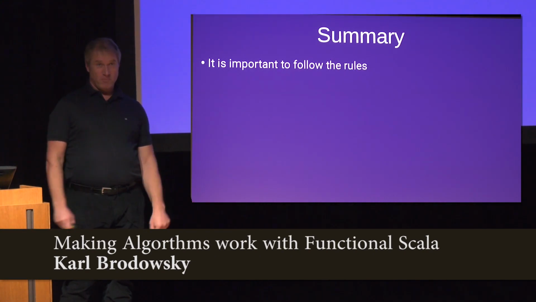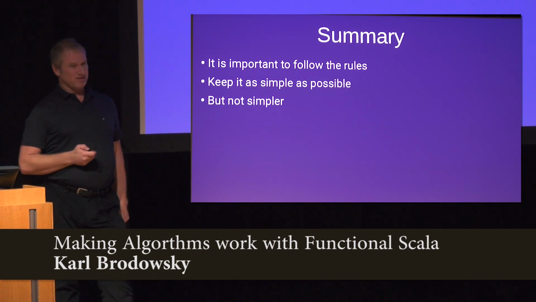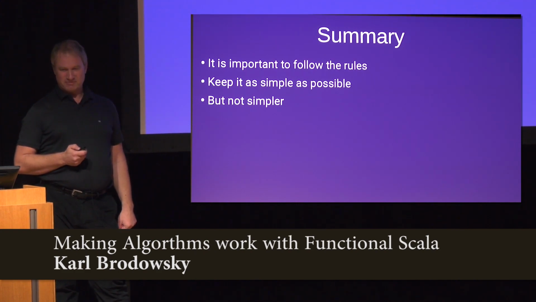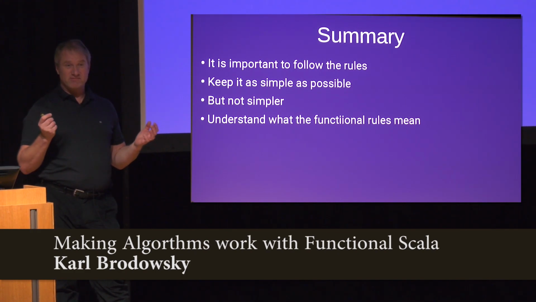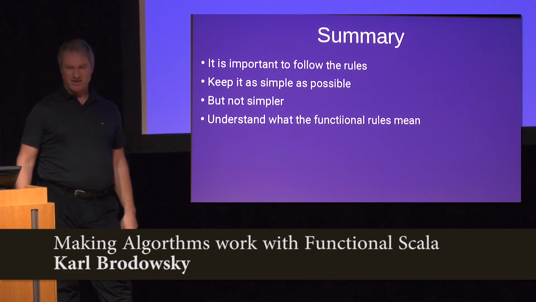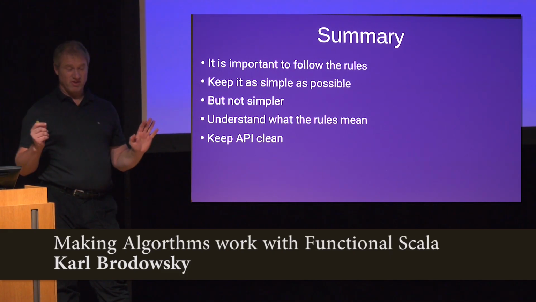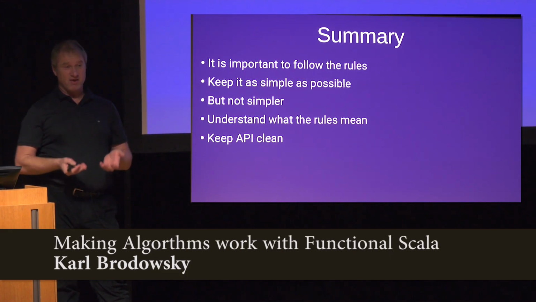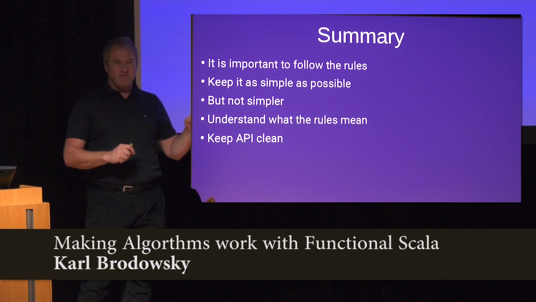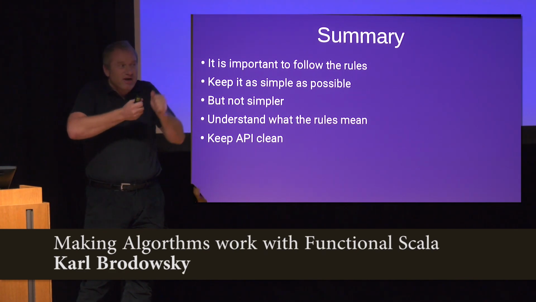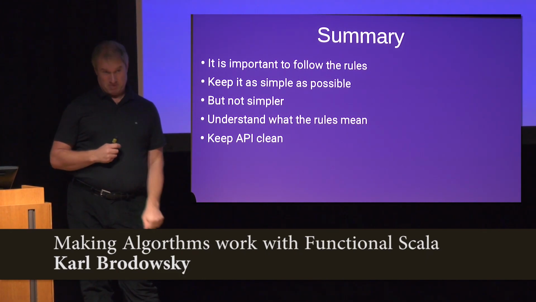Okay, so the point is, you have the rules, follow them, understand them, make things as simple as possible, but not simpler, and understand what the rules mean. They are not there to make our lives harder, they are there to make our lives better. And keep the APIs clean. That's really the point. You can do some ugly stuff inside, but in the end you have to come up with an API that is self-explanatory, not like a door handle which works kind of weird and you have a 1,000-page manual and you read it and then of course it's clear. No, it should be clear when you look at it, it works like this.